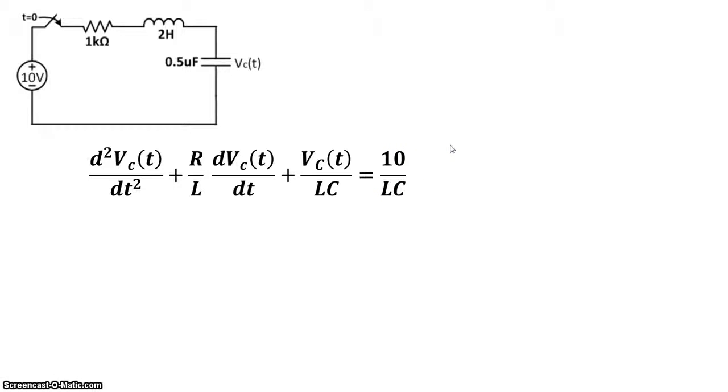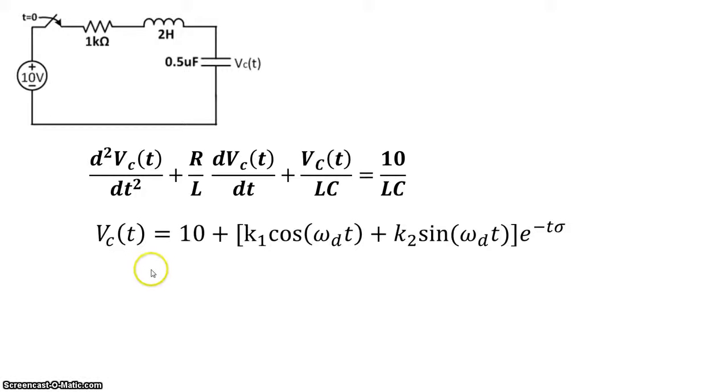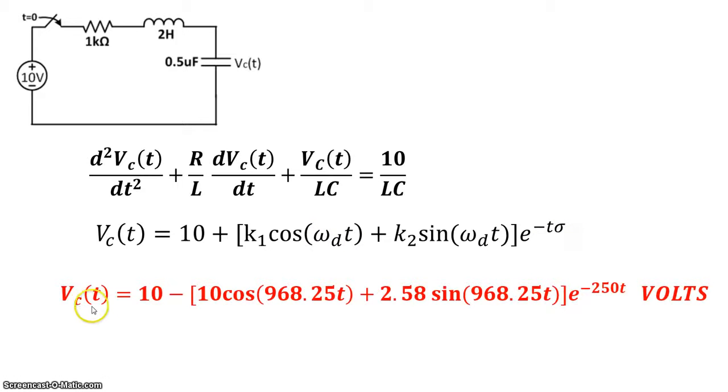We calculated zeta to be less than 1, leading us to an underdamped response. And we figured out that the voltage across the capacitor is a particular solution plus the homogeneous solution. By plugging in initial conditions, we found the values of K1, K2, omega_d and sigma. So our final solution is Vc(t) equals 10 minus, taking the minus out, 10 cosine 968.25t plus 2.58 sine 968.25t, e to the power minus 250t volts.